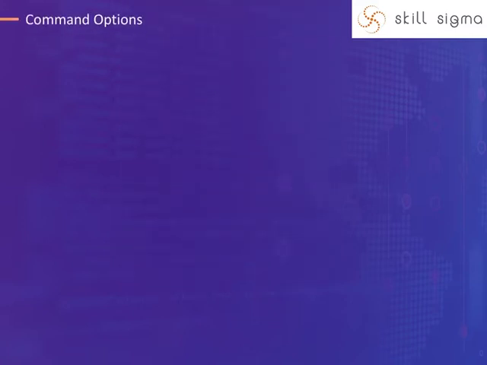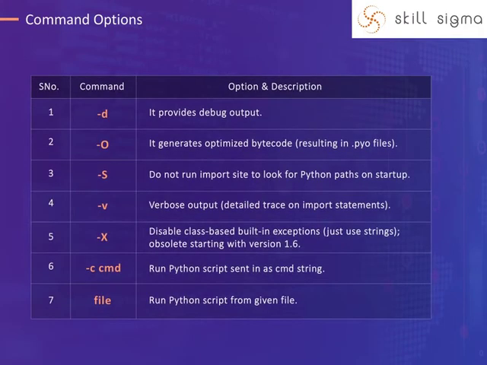Command options. Switches or commands in Python where we can use the following options: D, O, S, V, X, C, followed by command and file. These are all we can use as a part of the command to understand Python, and the extension of the file of Python will be taken as .p to specify the Python type.